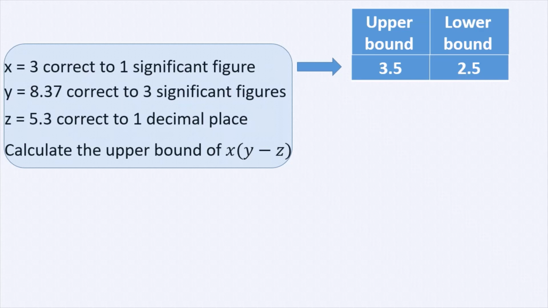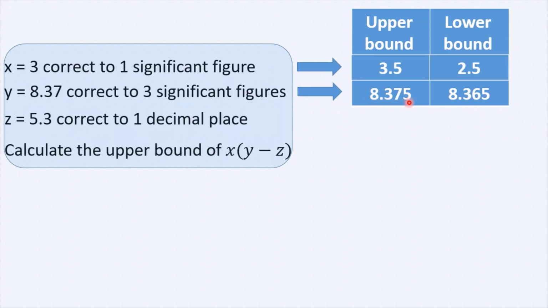For y, the upper bound is 8.375, because that is the minimum value that would round up the 7 to 8, and the lower bound is 8.365, because this is the minimum value that would allow us to round up the 6 to 7, that is to retain the 7 as it is. And finally for z, the upper bound is 5.35 and the lower bound is 5.25.